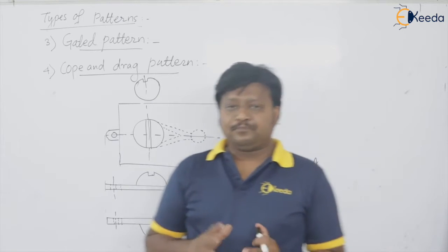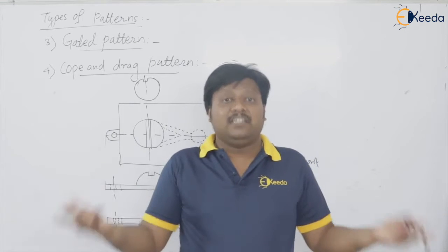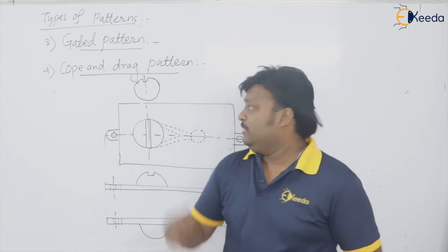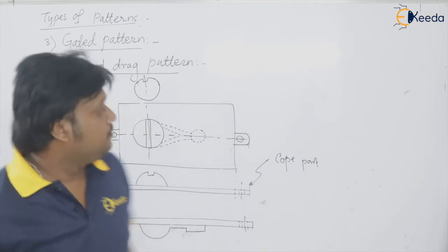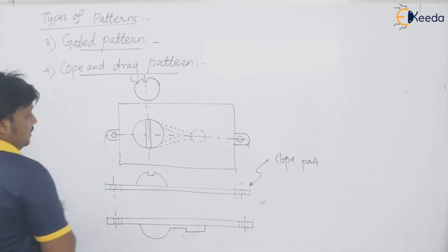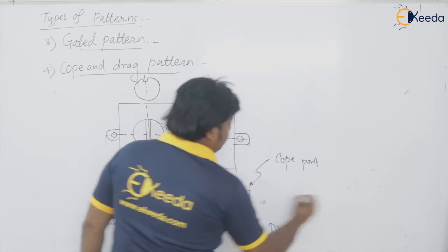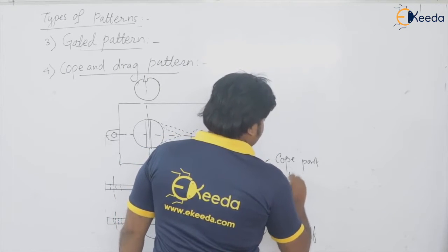And one more thing, these kinds of patterns are basically used in the case of heavier castings, whenever the handling of the pattern is quite difficult. So in that case we use this cope and drag pattern. This is the drag part. Drag half, you can say, or this is the cope half, you can say.